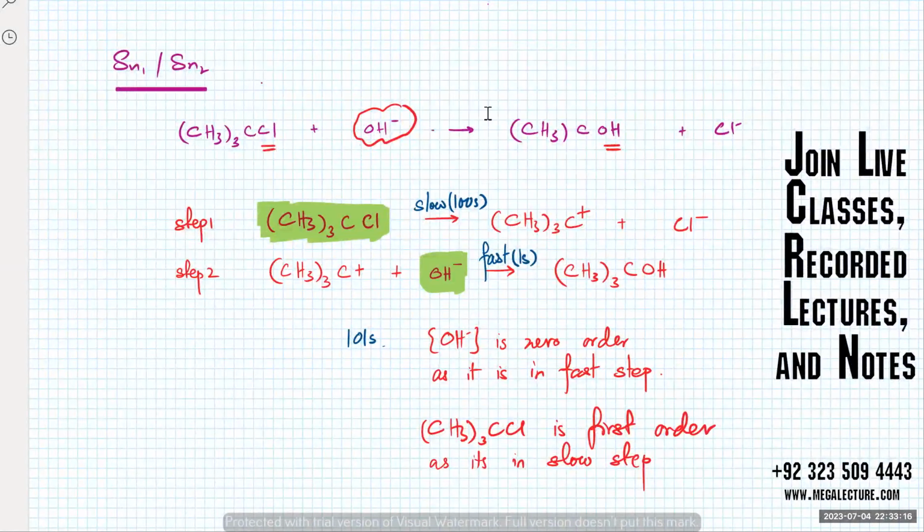That means that it is dependent on the halogenoalkane concentration. It is dependent on the slow step, but it is not dependent on anything that's involved in the fast step. Okay, is that clear?